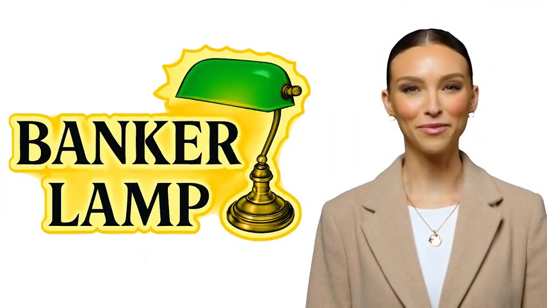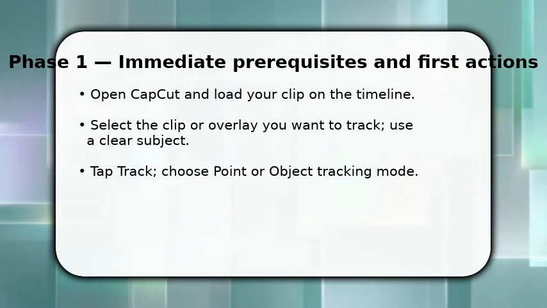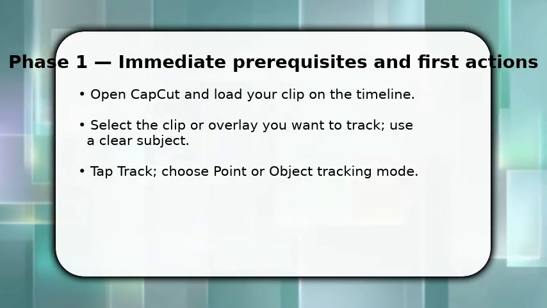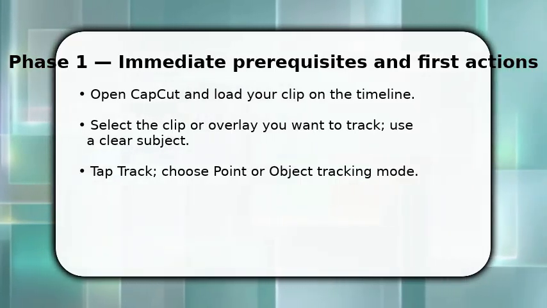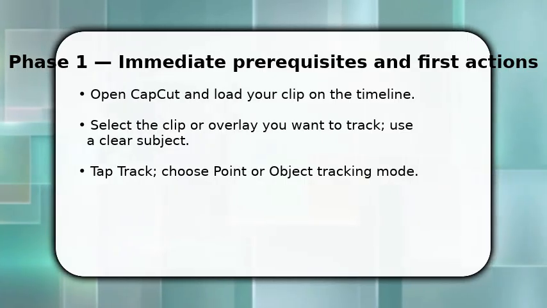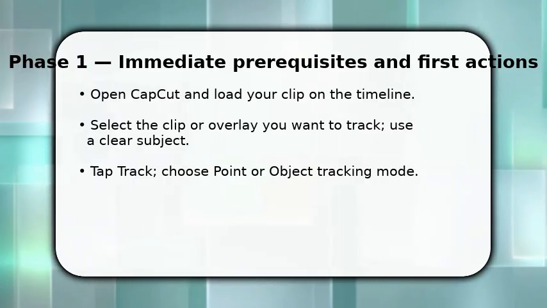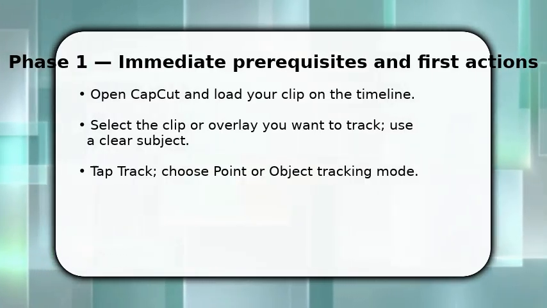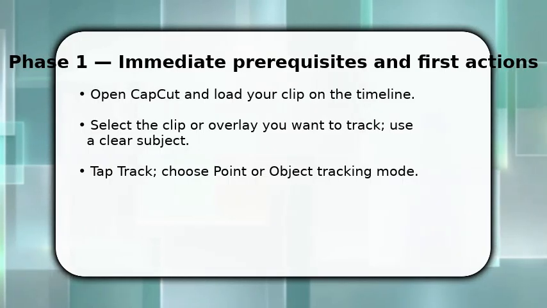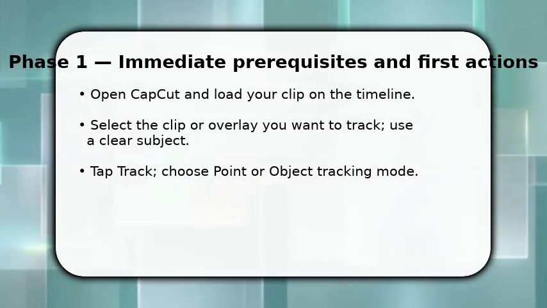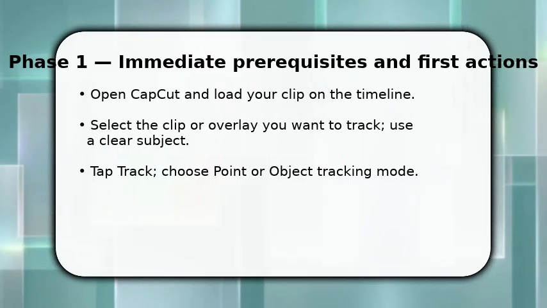Please enjoy the video. You're starting with the essentials. Open CapCut and import the clip. Select the layer or overlay you want to follow the subject, and make sure the subject is visible for several seconds. Tap the track button, then select point or object tracking depending on movement. Position the tracking box over a high contrast area of the subject so the algorithm locks on.